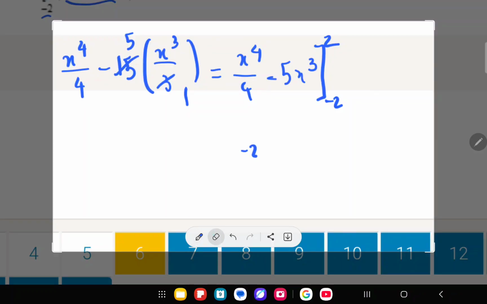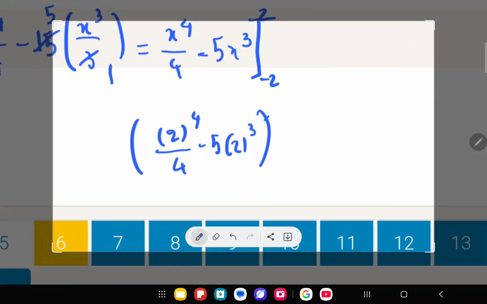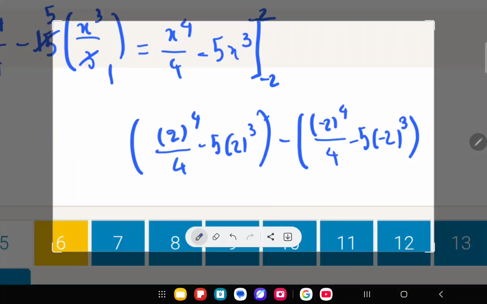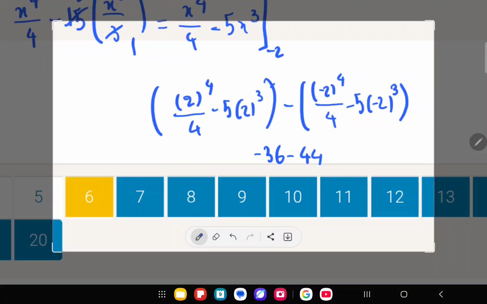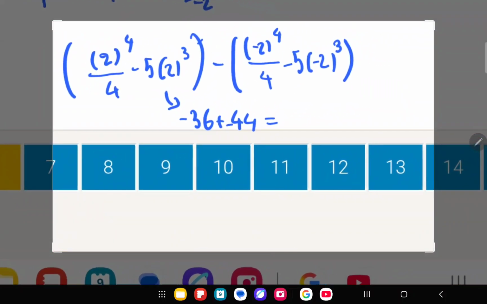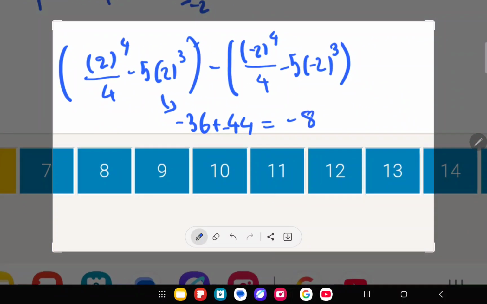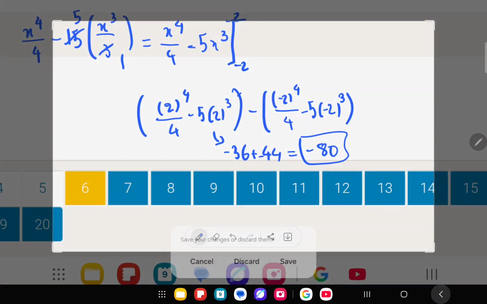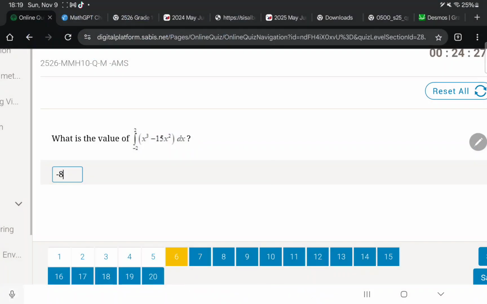And then we have to do highest minus lowest. So just give me 1 second. We'll set x equals 2 and then subtract it by minus 2 to the power 4 over 4 minus 5 to the power minus 5 multiplied by minus 2 to the power 3. And then on the calculator, you get minus 36 minus, plus minus 44, and then you should get minus 80. So minus 80 is our answer for our definite integral over here.